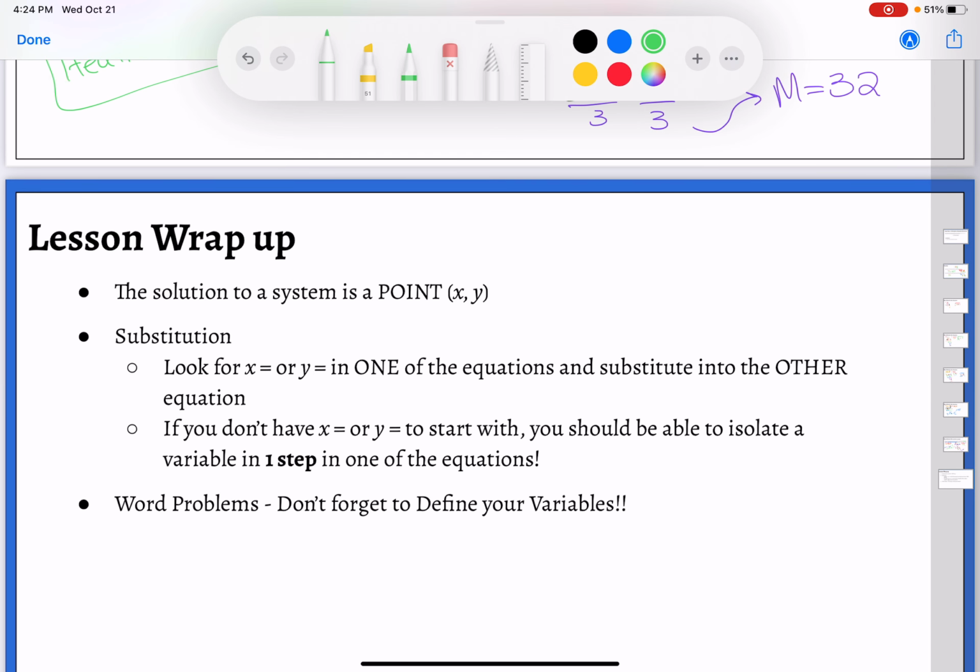So to wrap it up, remember the solution to a system is the point (x, y). We always write our solutions as points, unless of course we're dealing with a real world situation like that last problem. When we're using substitution, look for an x equals or a y equals in one of the equations and substitute into the other equation. If you don't have x equals or y equals, you should be able to isolate one of those variables in one step. If it takes you more than one step or you end up with fractions, go back and look for an easier way. And when you have word problems, don't forget to define your variables.